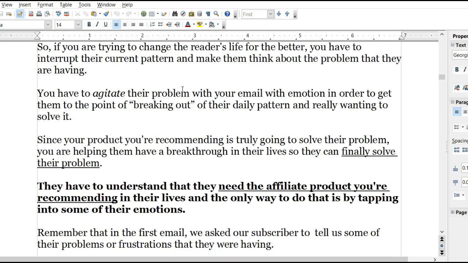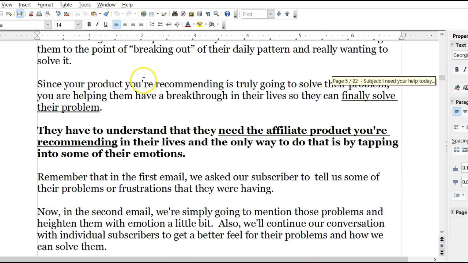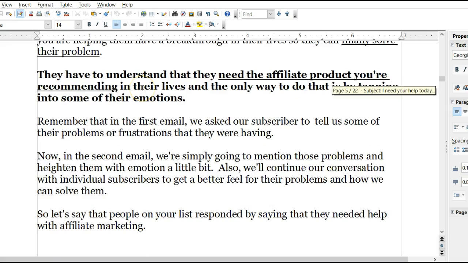Okay, so they have to understand that they need the affiliate product that you're recommending in their lives. And the only way to do this is by tapping into some of their emotions. So remember, in that first email, we asked our subscriber to tell us some of their problems and frustrations that they're having. Well, in the second email, we're simply going to mention those problems and then heighten them with a little bit of emotion. And we'll continue our conversation with individual subscribers to get a better feel for the problems. We're trying to figure out exactly what problems they have and how we can solve them.